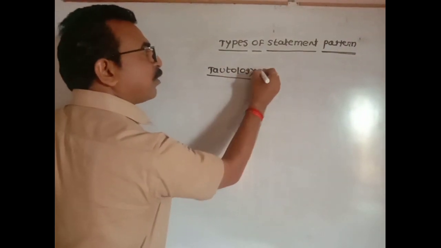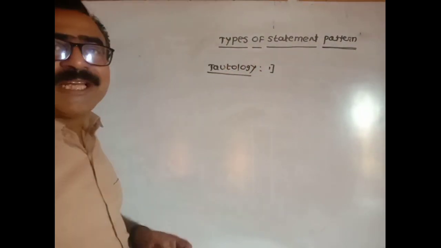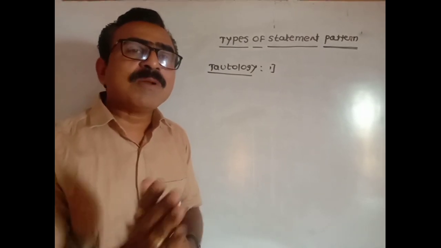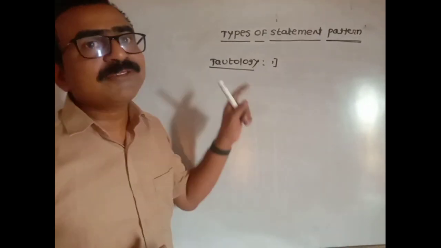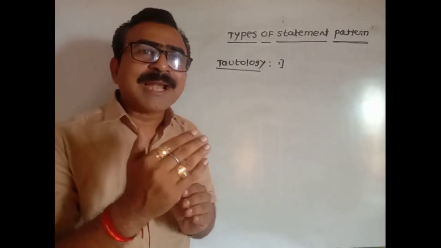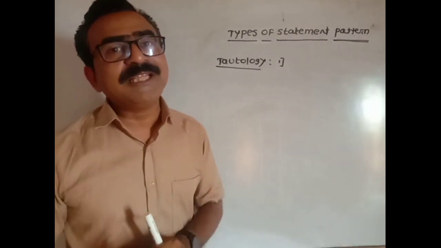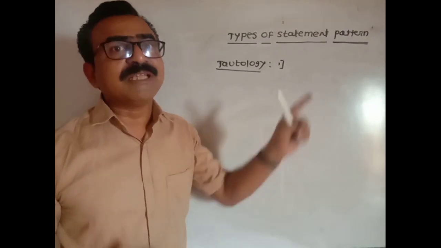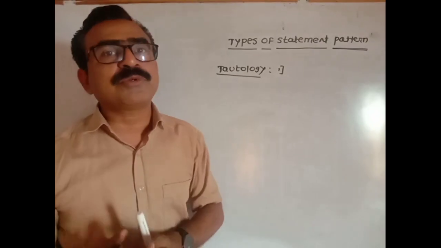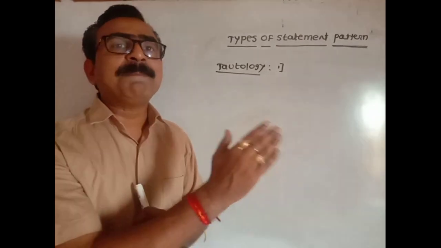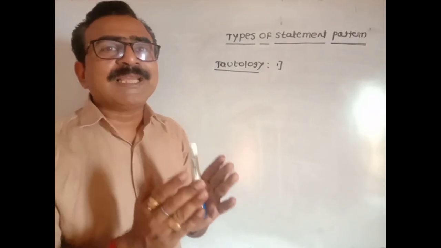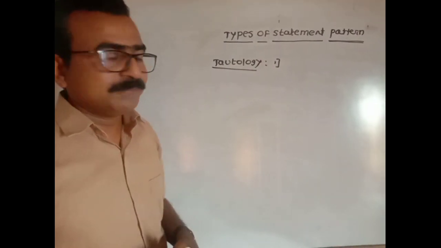So the definition of tautology is: a statement pattern whose truth value is true for all possible combinations is called a tautology. Or in simple words you can say that if you construct a truth table of any statement pattern and the last column of that statement pattern has all truth values true, then the statement pattern is called a tautology. Okay friends, now let us take some examples for more clarity.